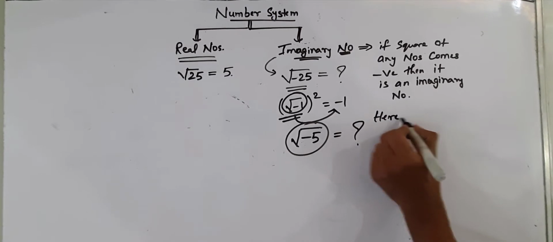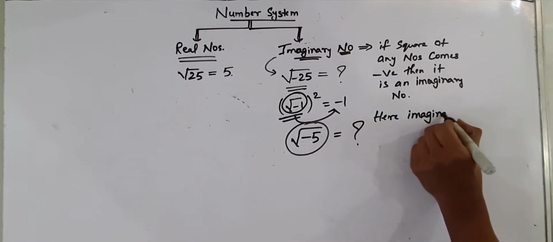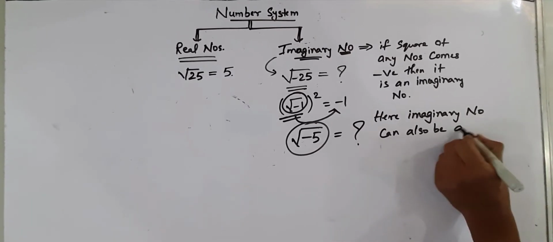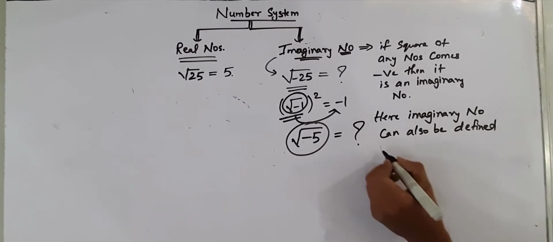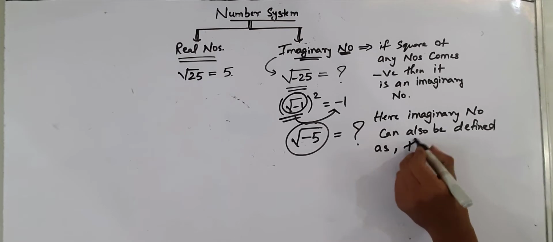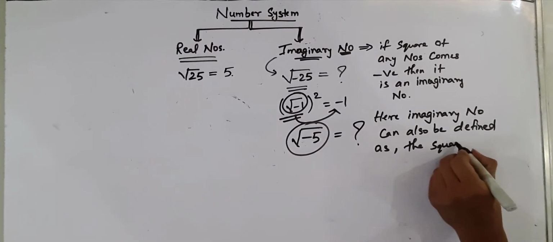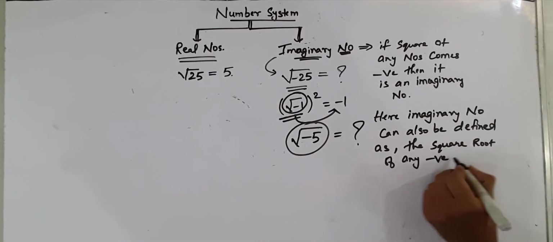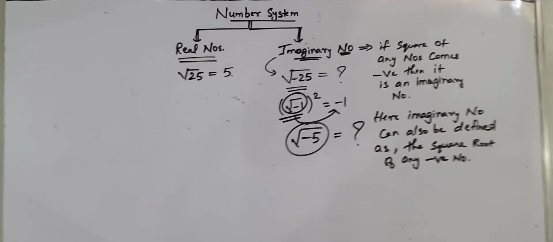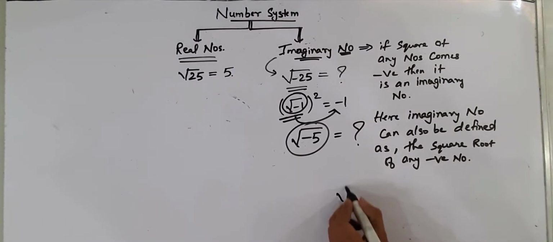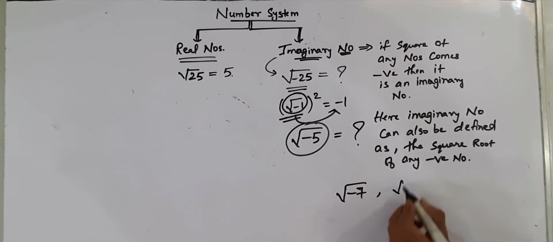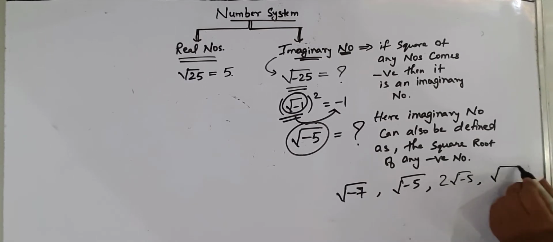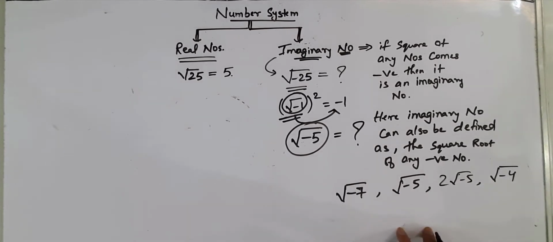Imaginary number can also be defined as the square root of any negative number. We can have many examples like under root minus 7, under root minus 5, 2 root minus 5, under root minus 4. So these are the examples of imaginary number.